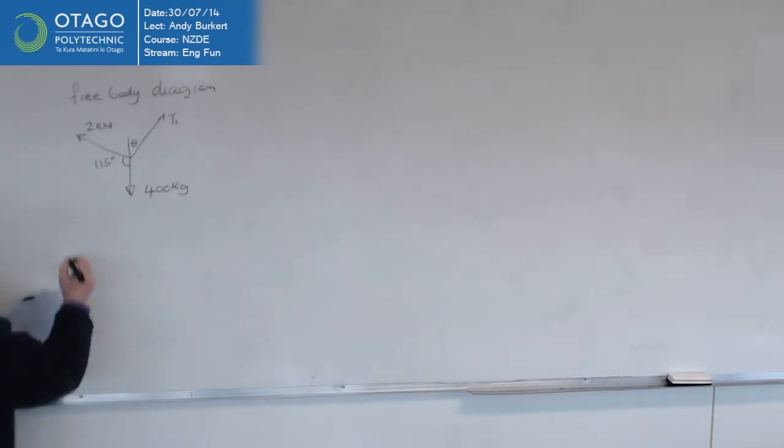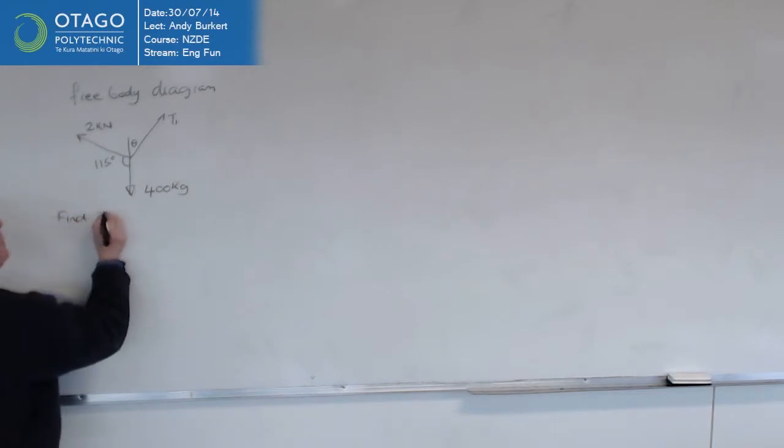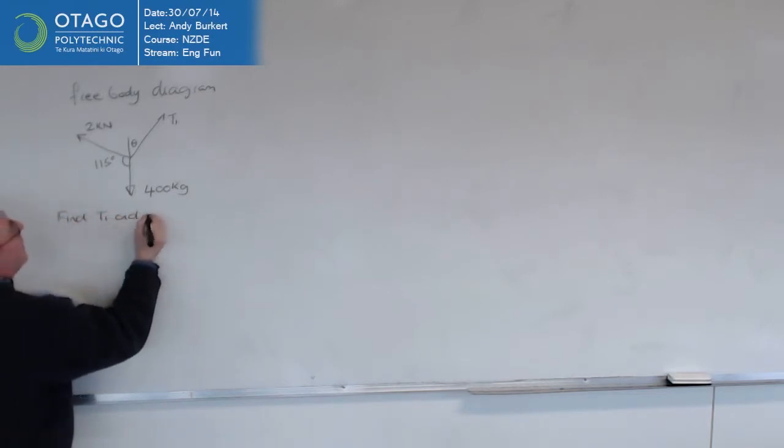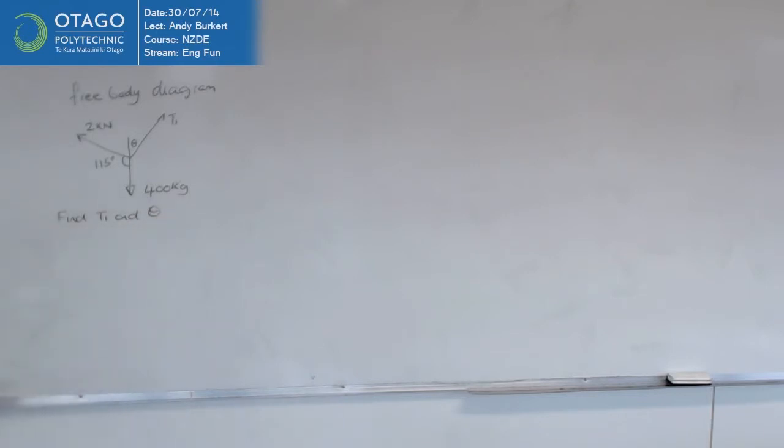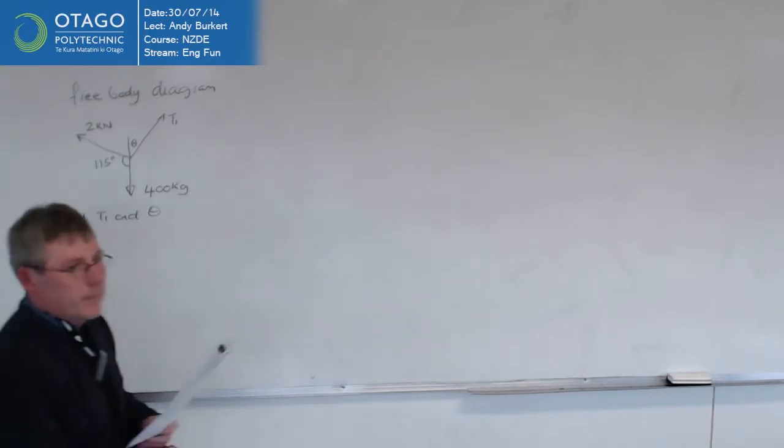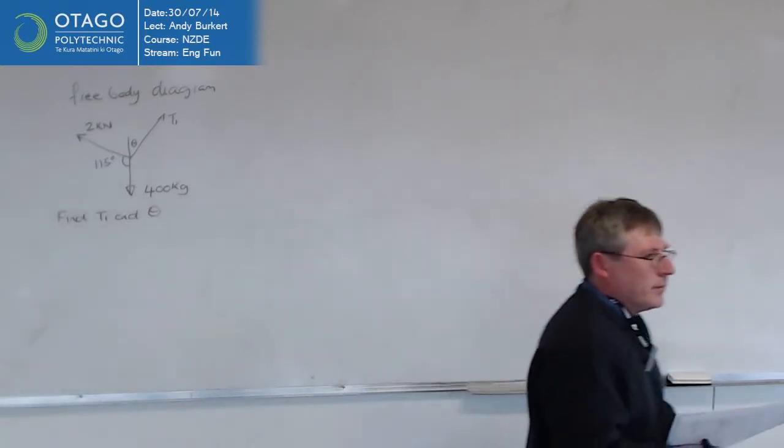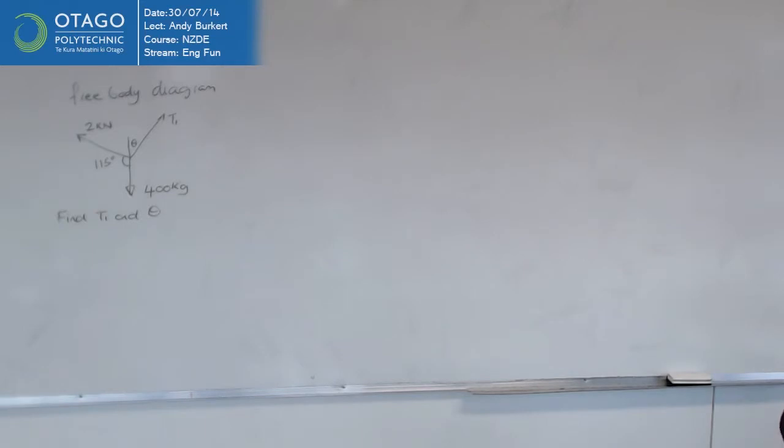And what we want to do is find T1 and the angle theta there. Okay. So, if you remember, we can draw forces one after another as a diagram, nose to tail, and we can get a polygon of forces. So here we've got 3 forces. Okay, so let's start with the easy one, which is the weight going down.